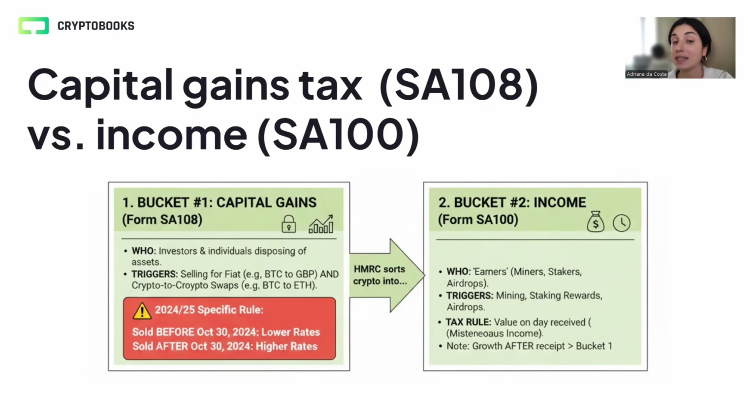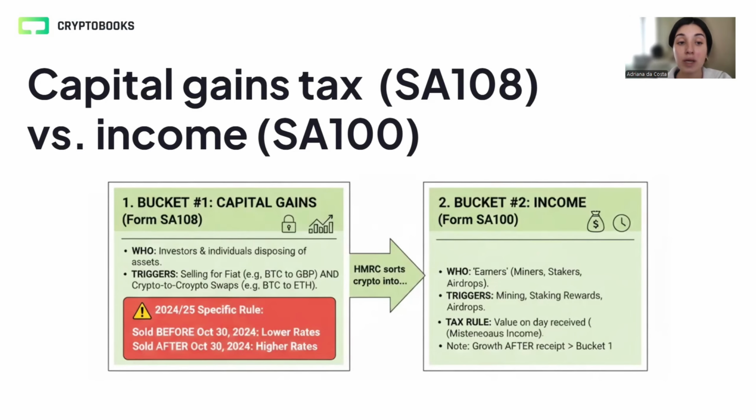Obviously, that includes selling Bitcoin for pounds, but this is the most common mistake. It also includes swapping. If you swap Bitcoin for Ethereum, HMRC sees that as selling Bitcoin to buy Ethereum. You have triggered a taxable event and you must report the gain. For this tax return, the rules are tricky. If you sold before October 30 of 2024, you pay the old, lower tax rates. If you sold after, you pay the new, higher tax rates. This is why the SA108 is so important and crucial this year.